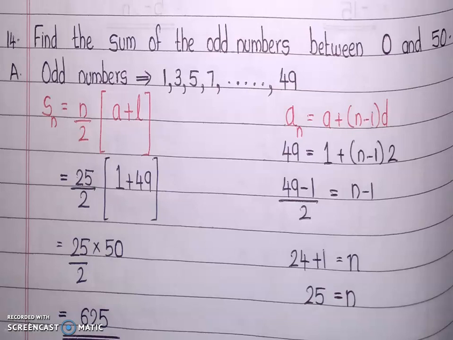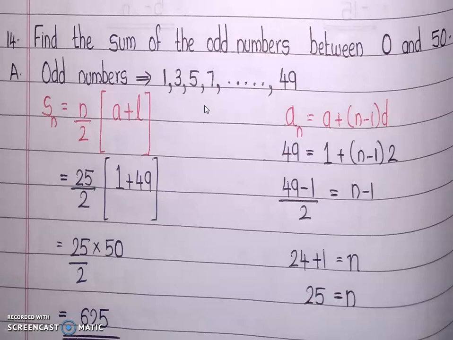Here you know what odd numbers are. Odd numbers start with 1 and the common difference between two consecutive odd numbers is 2. Then you can calculate the last term very easily, because the odd number just before 50 is 49. So the last term is 49 and the first term is 1.